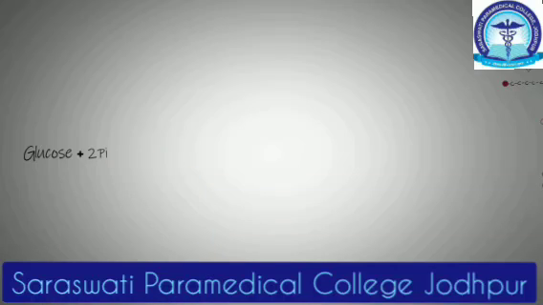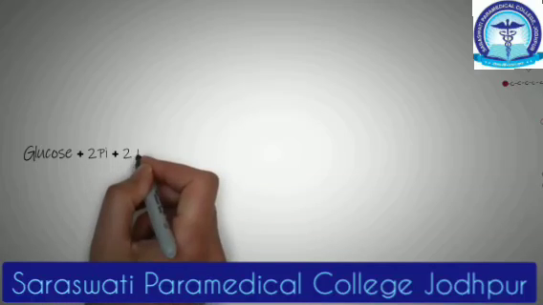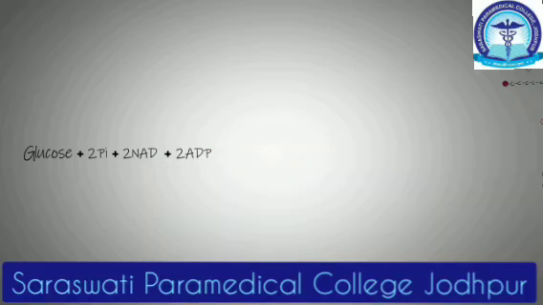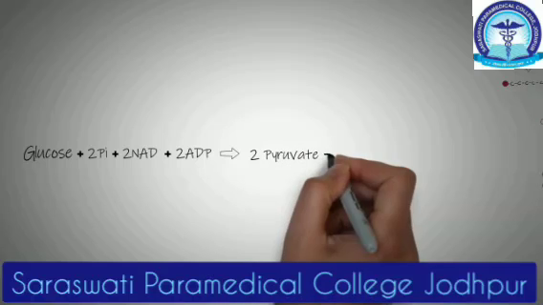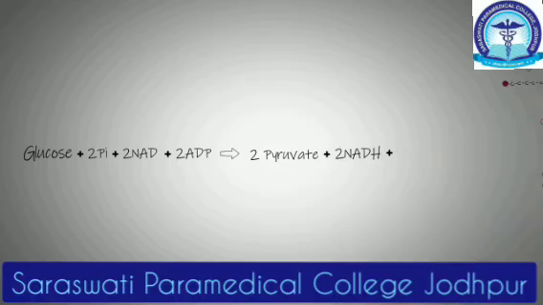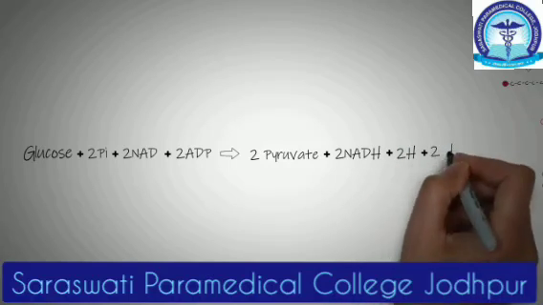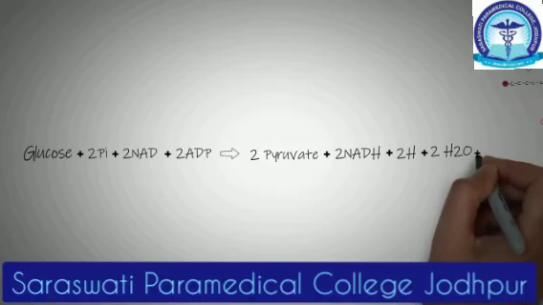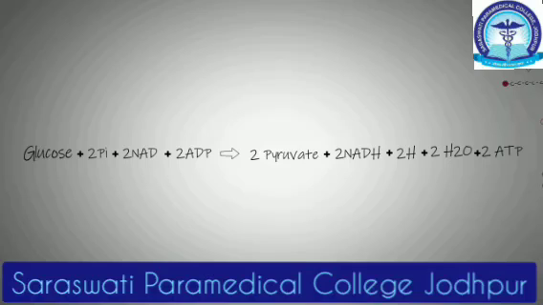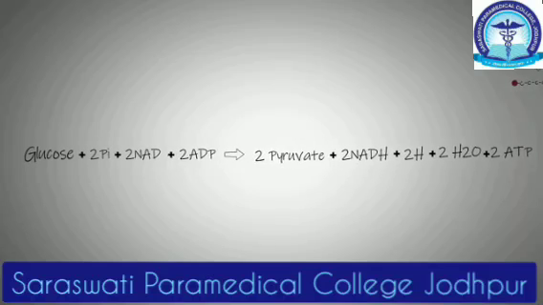So this is the summary reaction of glycolysis. Glucose plus 2 molecules of inorganic phosphate plus 2 NADs plus 2 ADPs give 2 molecules of pyruvate, 2 molecules of NADH, 2 hydrogen ions, 2 molecules of water, and 2 ATPs. Now some of you may find this reaction easy to understand, but if you're like me and hate chemistry as much, let me decode this reaction for you.